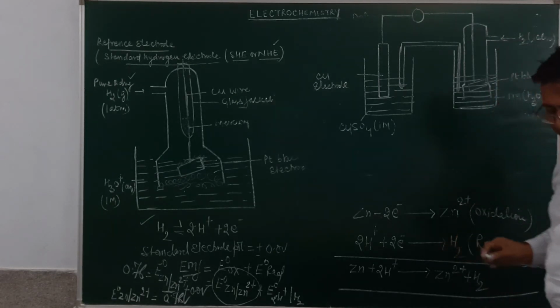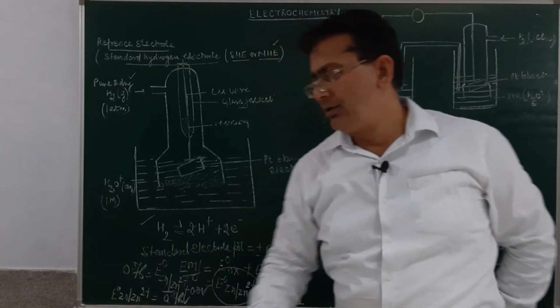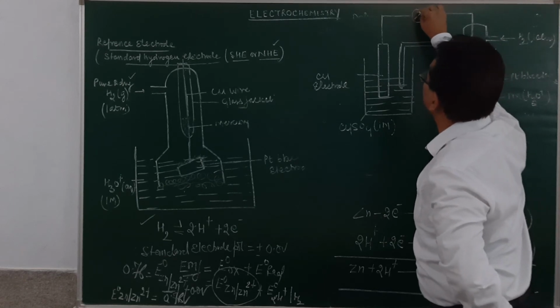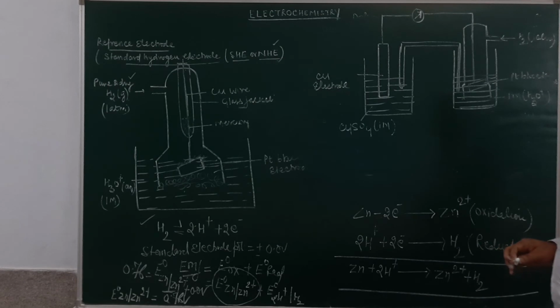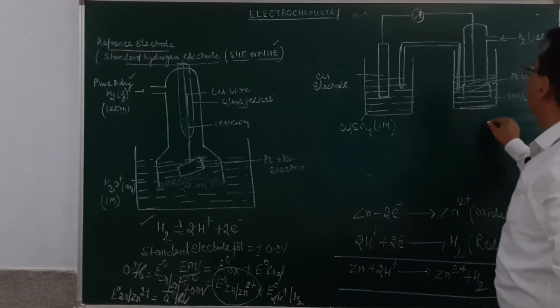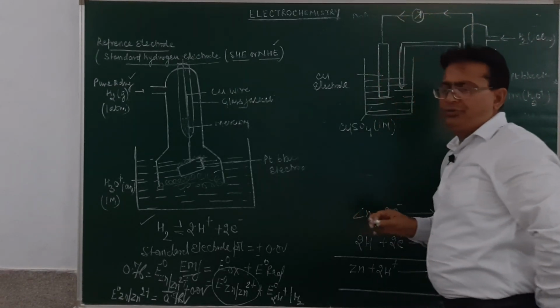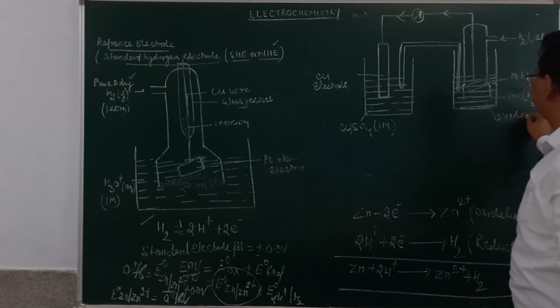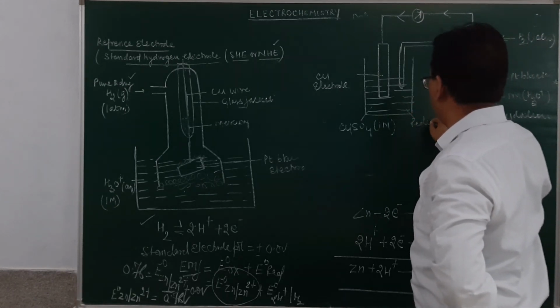Now when the cell circuit is complete, it is observed in this case that the flow of electrons occurs toward this side. It means the flow of current is from copper towards the hydrogen electrode, so the flow of electrons will be from this side to this side. So this half will undergo the process of oxidation, and this half will undergo the process of reduction.